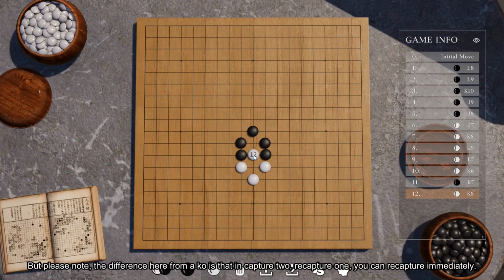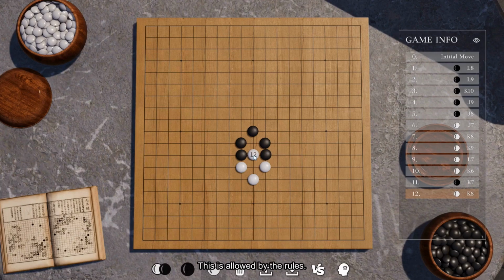But please note, the difference here from a KO is that in capture 2, recapture 1, you can recapture immediately. This is allowed by the rules, whereas in a KO, you must make an exchange elsewhere before you can recapture. So through this shape, we can observe that compared to a KO, capture 2, recapture 1 first allows immediate recapture, while a KO does not allow immediate recapture.